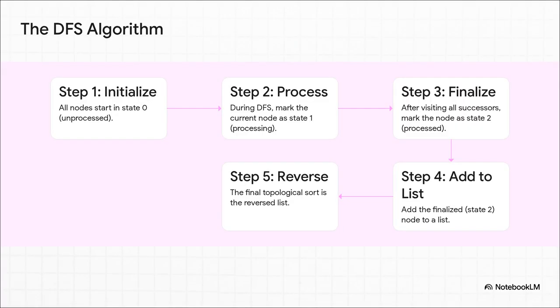We use a good old depth-first search, DFS. We're going to give each node one of three states. You can think of it like a to-do list. State 0 is not started, state 1 is in progress, and state 2 is done. We dive deep down one path of the graph. Once a node has no more neighbors to visit, we say its task is done, we mark it as state 2, and we add it to a list. Now, the most important part, the step everyone forgets. At the very end, you have to reverse that list.